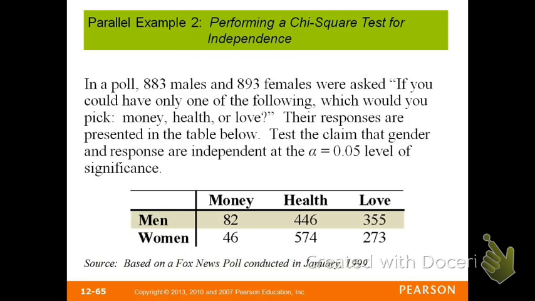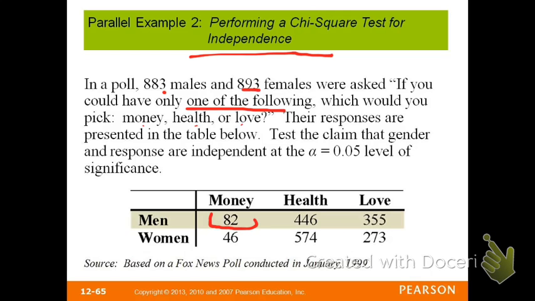Okay, so now we're ready. Let's just go ahead and perform this chi-squared test for independence. In a poll, 883 males and 893 females were asked, if you could have only one of the following, which would you pick? Money, health, or love? Okay, the responses are presented in this table.